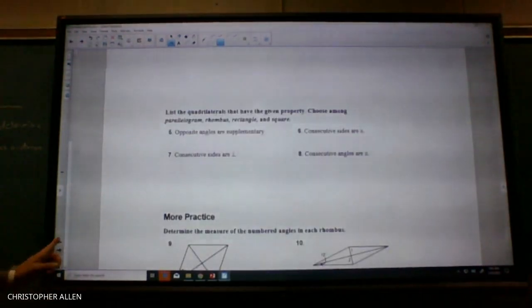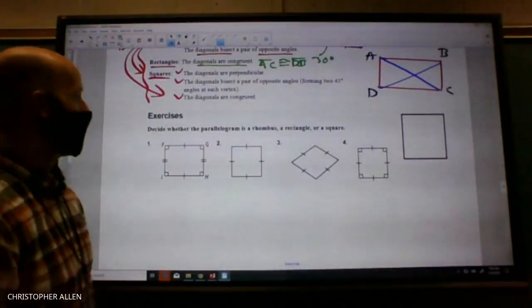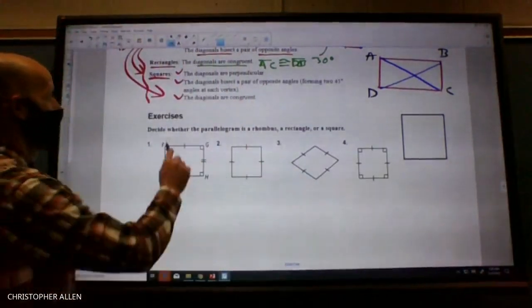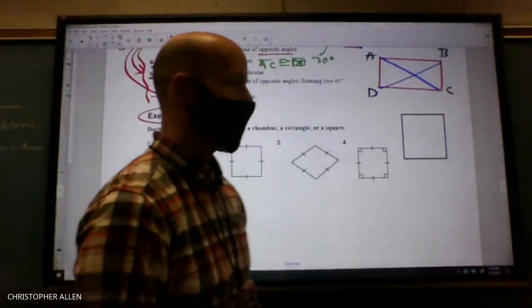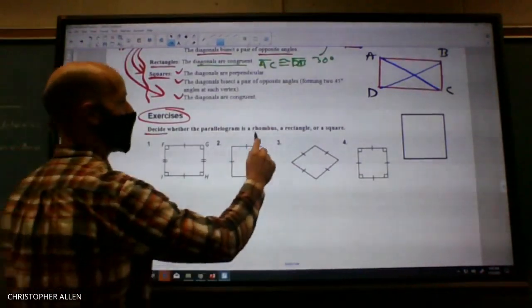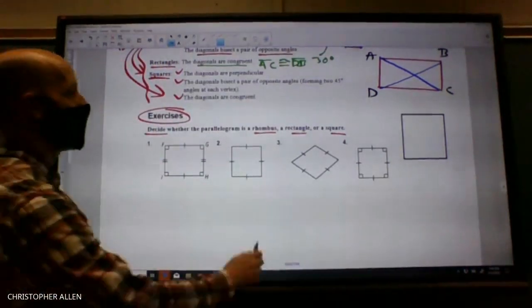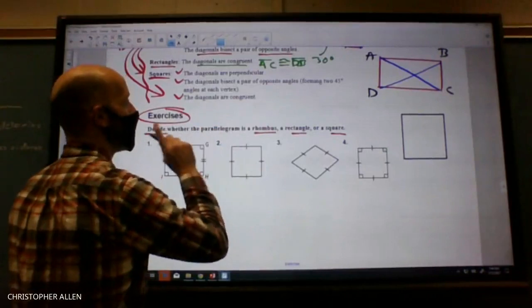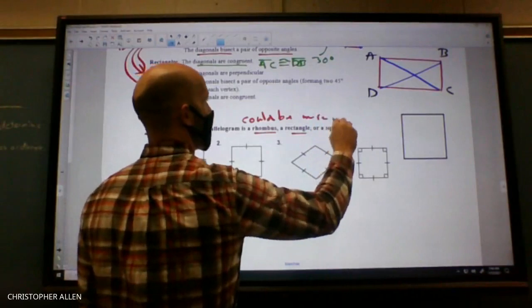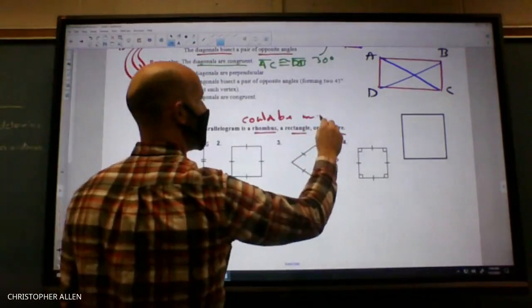Okay, let's go ahead and start a few of these. So let's do one or two of these together, and then I'm going to have you guys work on your own, okay? So I'm kind of done with the presentation part of things, and now we're going to work on some practice problems. It says, decide whether the parallelogram is a rhombus, a rectangle or a square. In fact, let me add a little bit to this. It could be more than one.